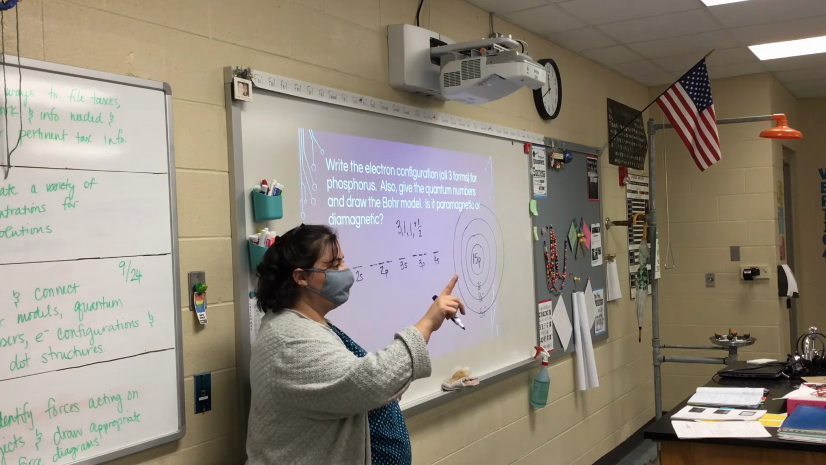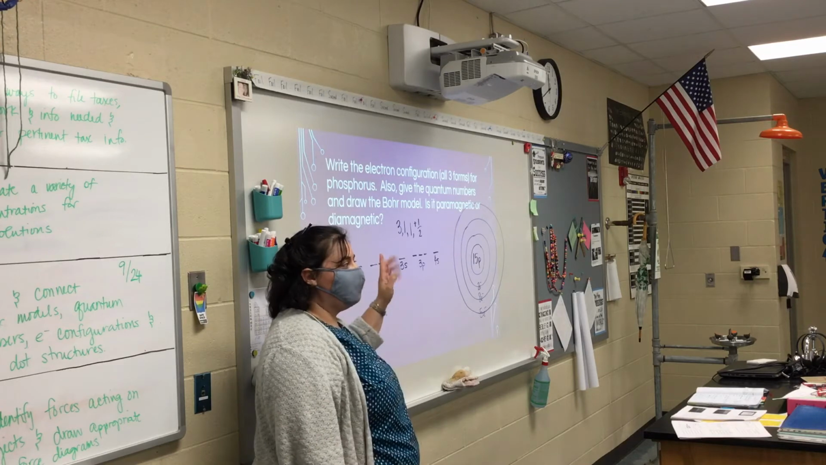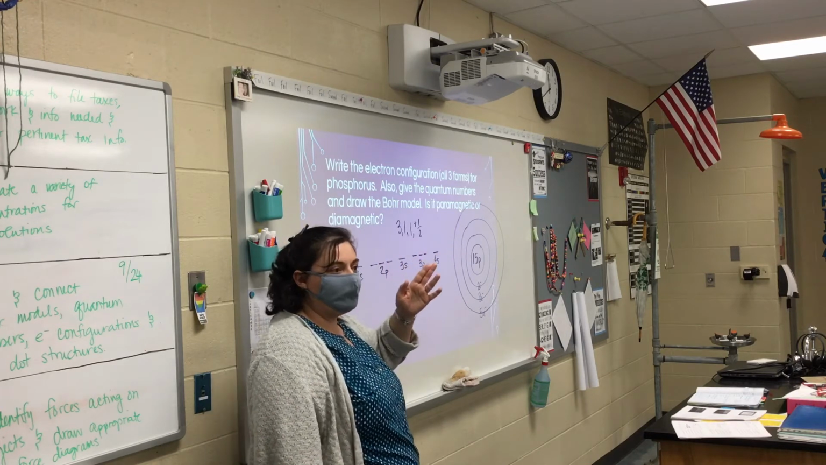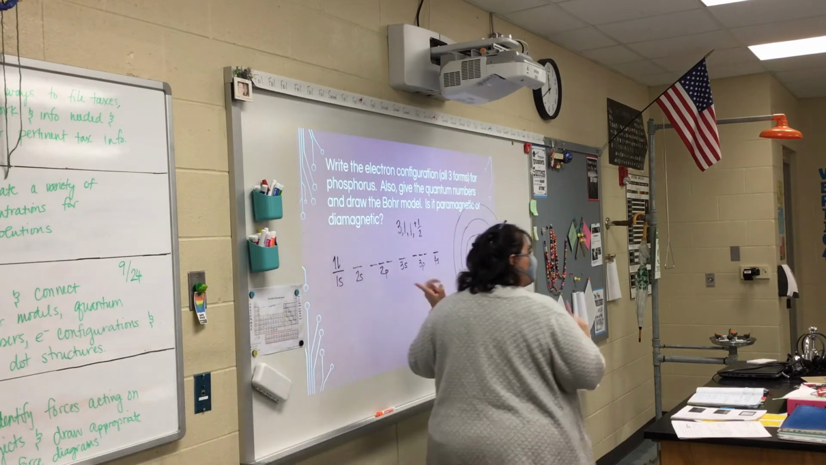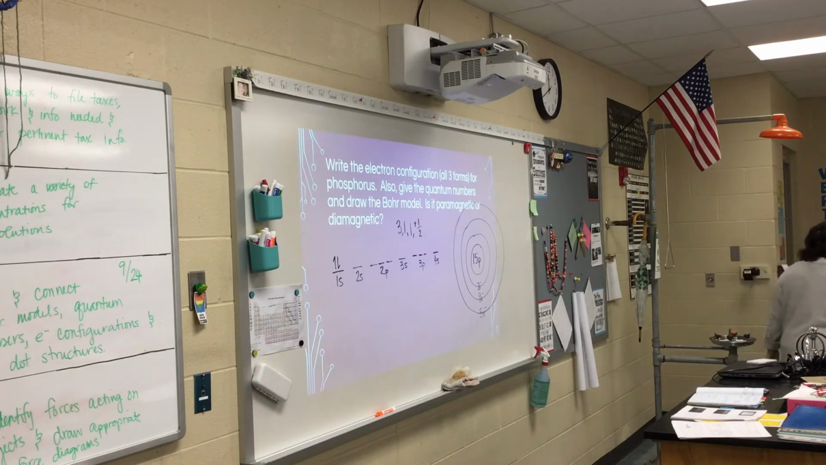Now I want all eyes. Each one of those electrons represents a spot on the periodic table. The first and second electrons represent the hydrogen and helium spots. It's in a 1s orbital. Energy level 1, L value 0, that's 1s. Spin up, the first arrow is up. Spin down, the second arrow is down.